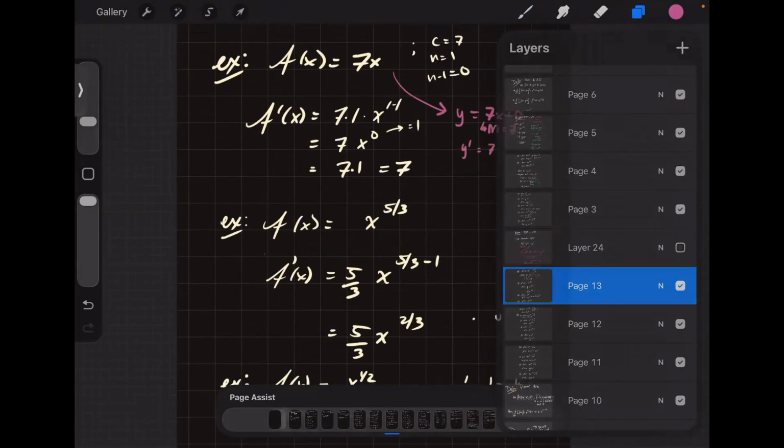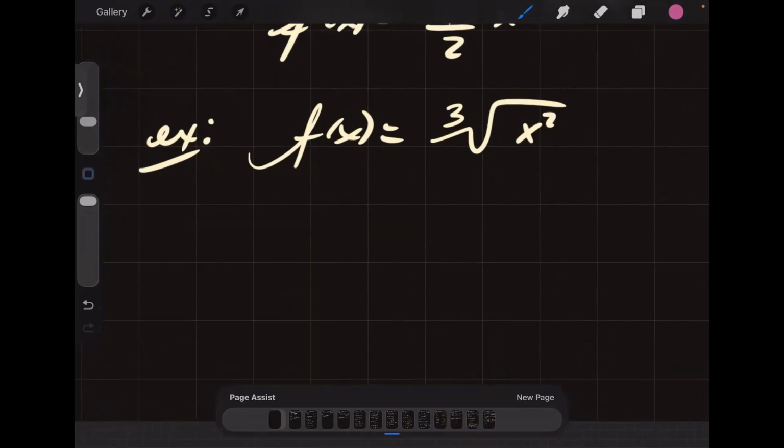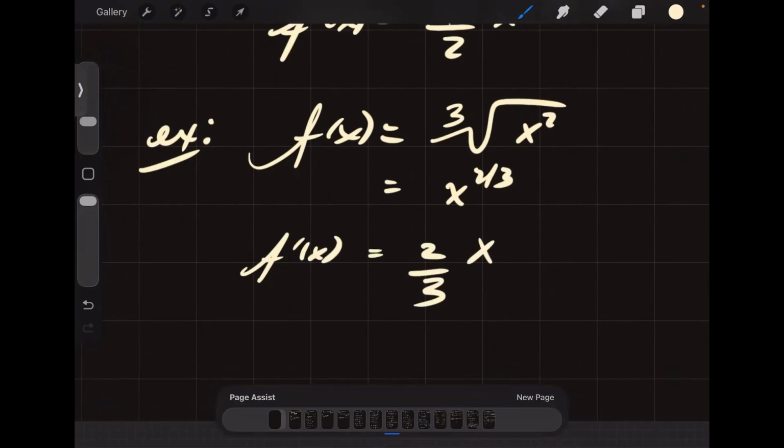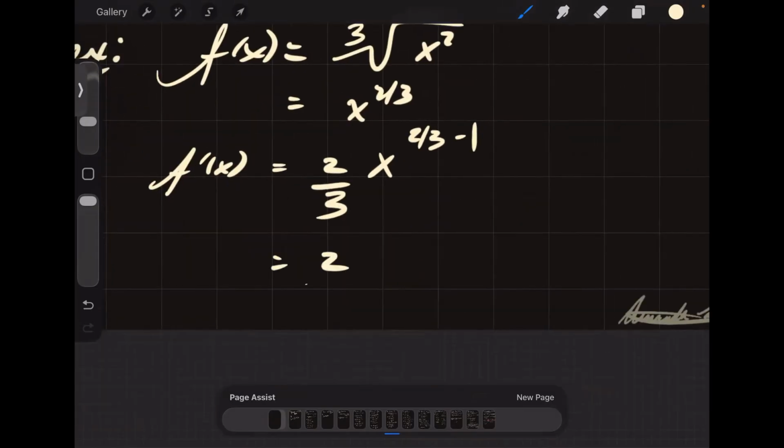Anyway, back to here. Once you get here, you're like, oh, this is the same as saying x to the 2/3. And then you say, oh, f prime of x is equal to 2/3 x to the 2/3 minus 1, right? Which is 2/3 x to the negative 1/3. Easy money.